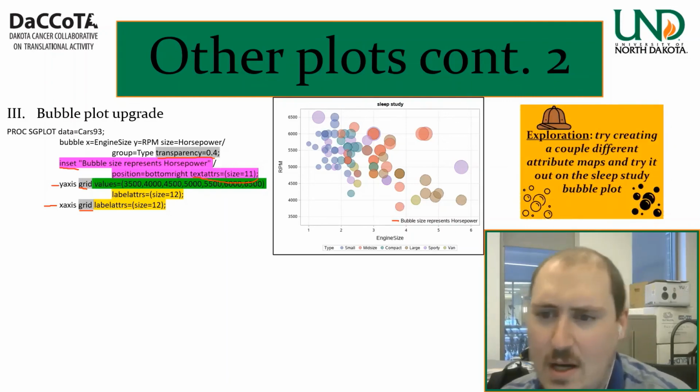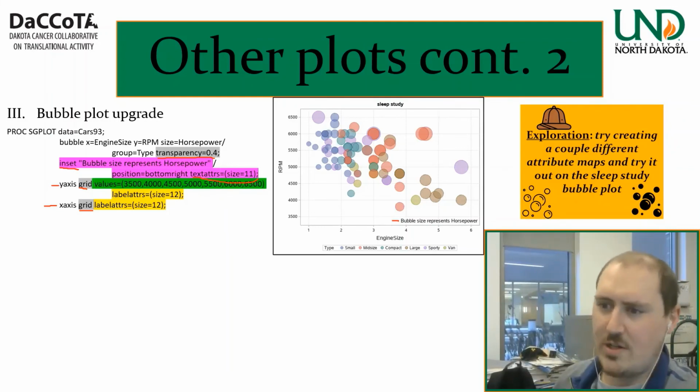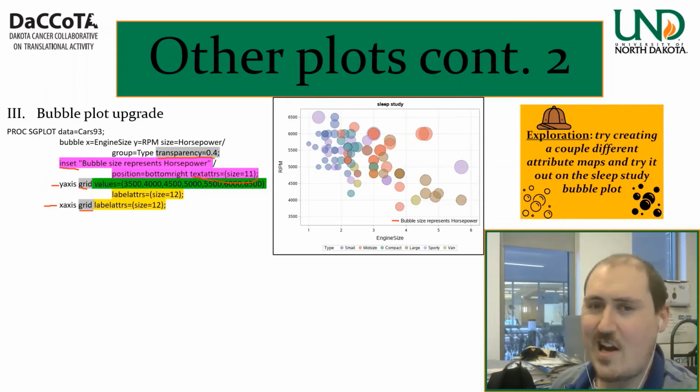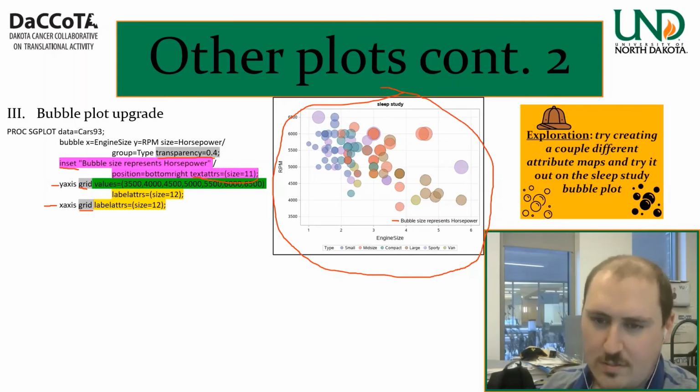Okay, I will let you scamper off again with some more exploration. For these bubble plots, and some of these other plots, I haven't done any data attribute maps, but you certainly could. So why don't you try doing that? Try creating a couple different attribute maps and try it out on this bubble plot. And there again are prompts in the SAS code.